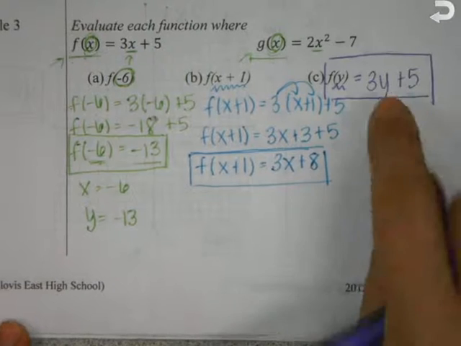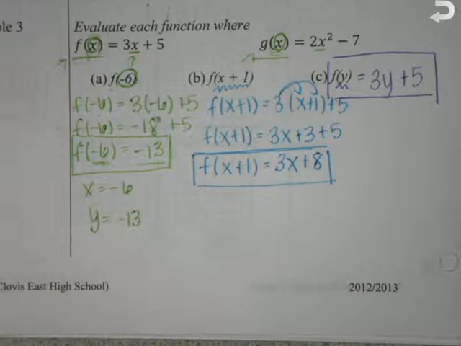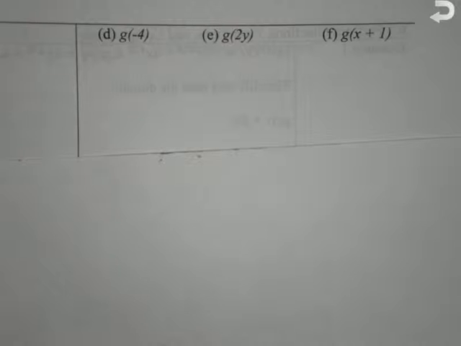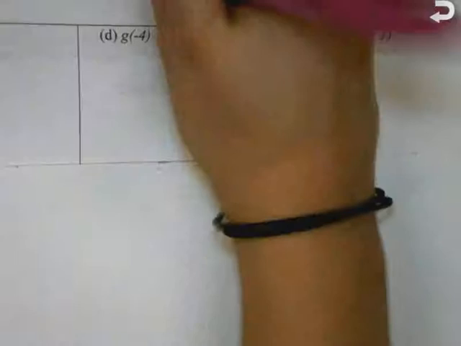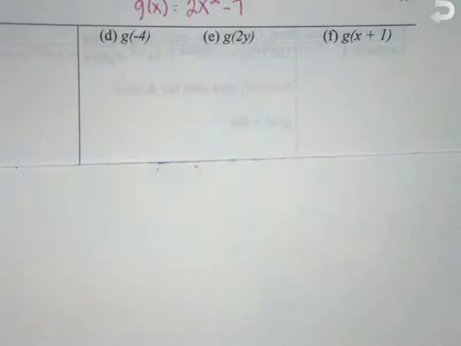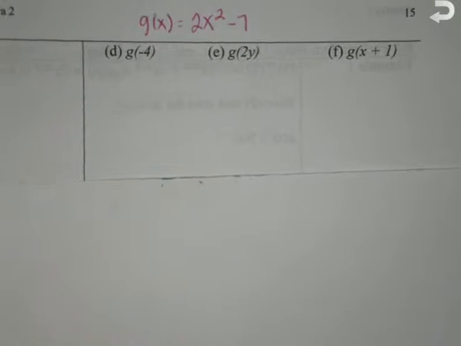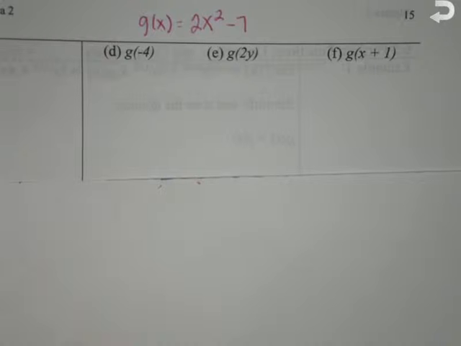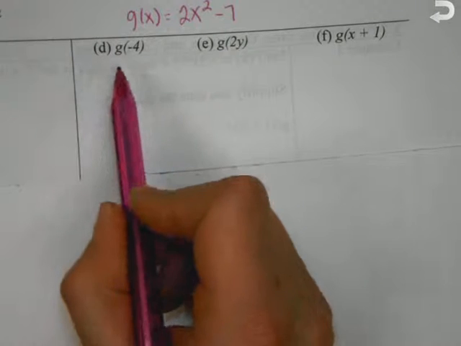So now we're working with the g function. Remember, g of x was equal to 2x squared minus 7. So it's the same thing though. What I want you guys to do right now is by yourselves do part D. I want you to find g of negative 4 by yourselves right now.